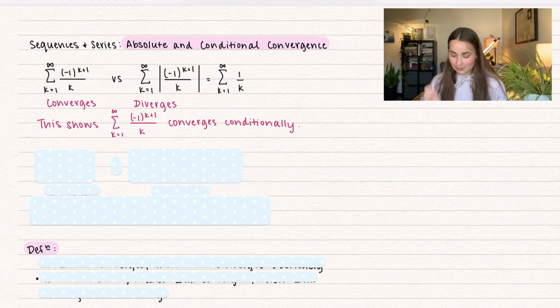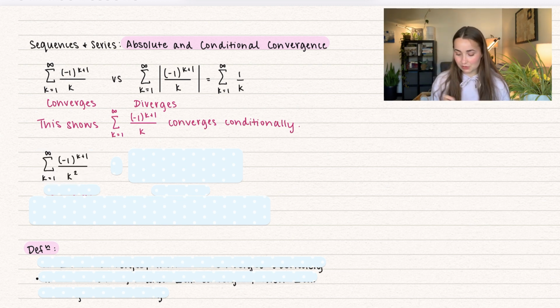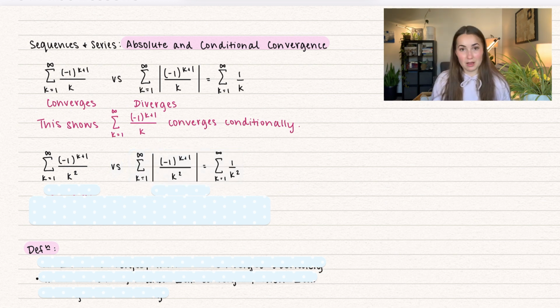So let's see another example of this. We have the summation k equals 1 to infinity, (-1) to the k plus 1, that's the alternating portion, divided by k squared. What I'm going to do is look at the absolute value of it. That's where we remove the alternating and we just have 1 over k squared. I know that this series is going to converge just using the p-series test, right? p is equal to 2, greater than 1, it converges. If I were to use the alternating series test, I would also get that our original series converges.